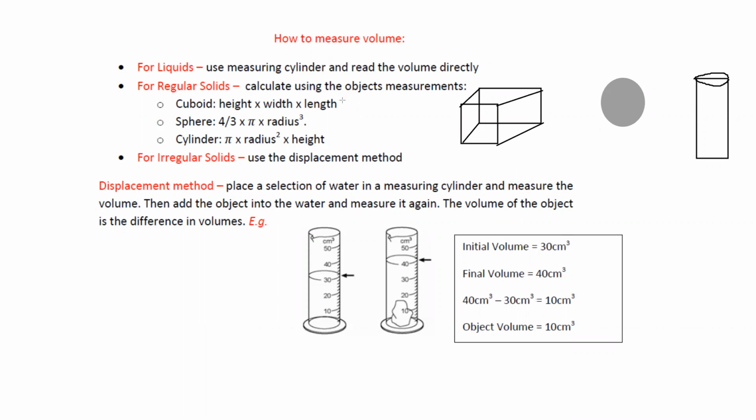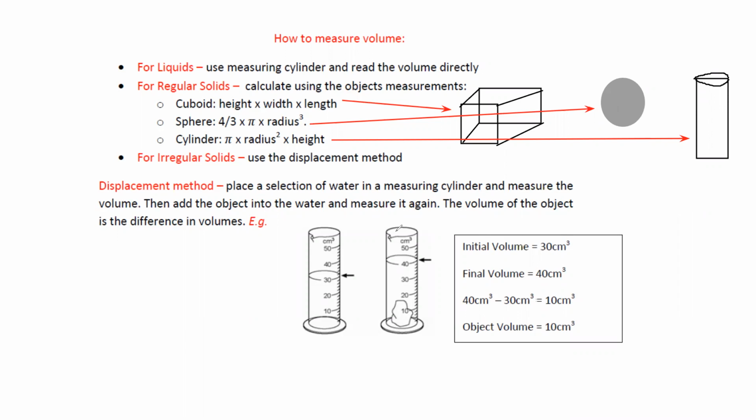If it is a cuboid, then it will be length multiplied by width multiplied by height. If it is a sphere, then the formula for finding the volume of a sphere is 4/3 pi r cubed. And if it is a cylinder, then the formula is pi r squared h. These are the formulas which we use for definite or regular shaped objects.